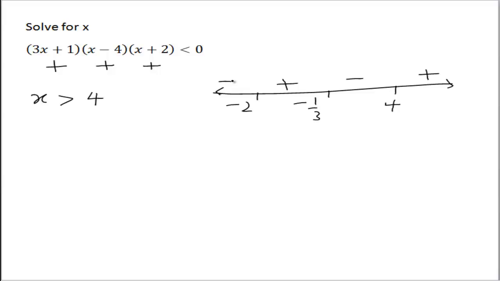And we know where our negative answers are. X is less than minus 2, or the other answer is between these 2 critical values. X is greater than minus 1/3 and less than 4.